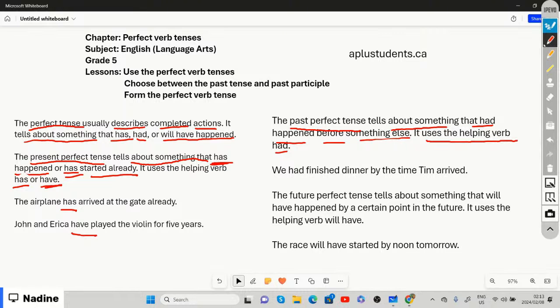And an example of the past perfect tense is: we had finished dinner by the time Tim arrived.